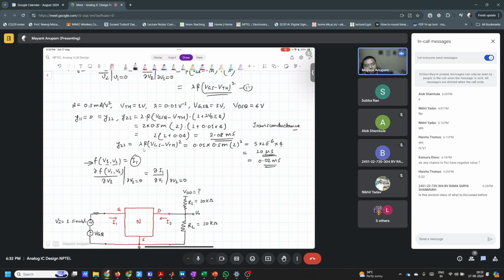What is a function of V1 V2? It's basically the current I1. You could have also written it like I1 of V1, V2. If it is written like this, it will be more clear, I think. That's a generalized thing, so it's not a problem. Okay, sir, got your point. Fine, good.